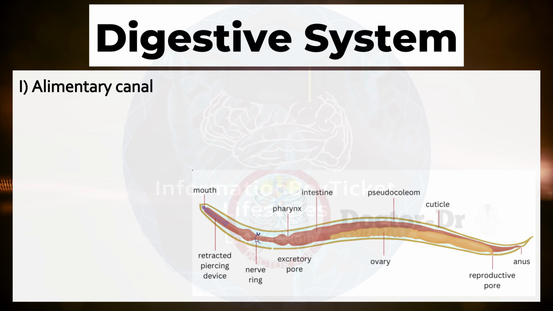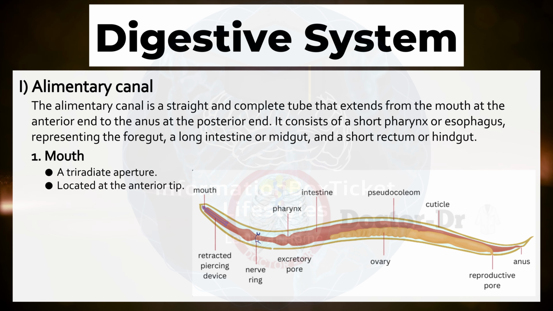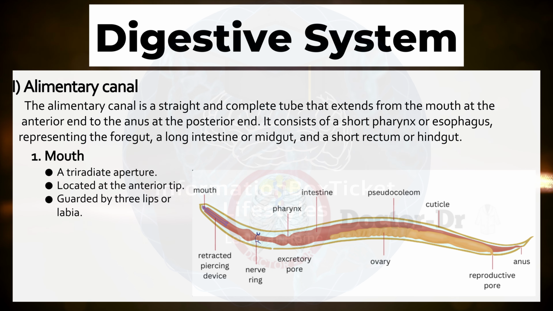Alimentary canal. The alimentary canal is a straight and complete tube that extends from the mouth at the anterior end to the anus at the posterior end. It consists of a short pharynx or esophagus, representing the foregut, a long intestine or midgut, and a short rectum or hindgut. First, mouth, a triradiate aperture, located at the anterior tip, guarded by 3 lips or labia.